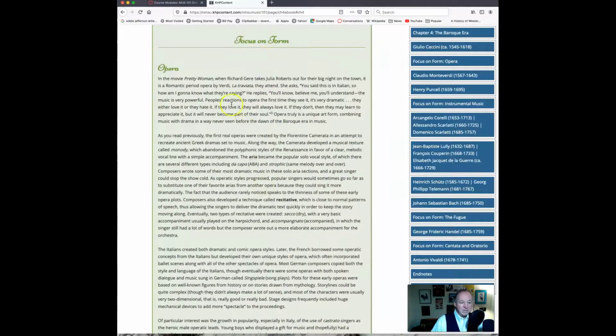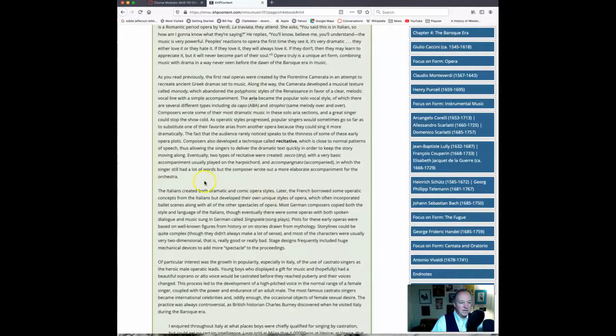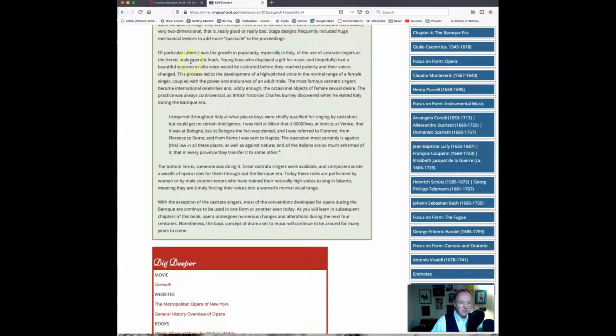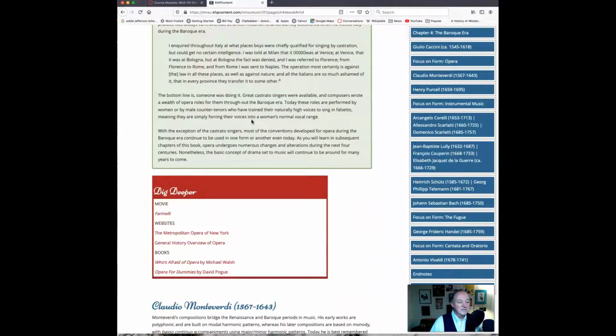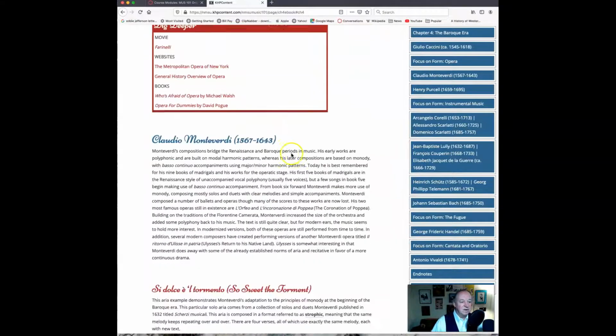Then we talk about opera. Here's a big focus on form that deals with recitatives, that deals with aria, that deals with all the different techniques of opera. Learn this carefully because we're going to study opera from here forward through all the rest of the chapters. You got some neat dig deeper links, all really good stuff.